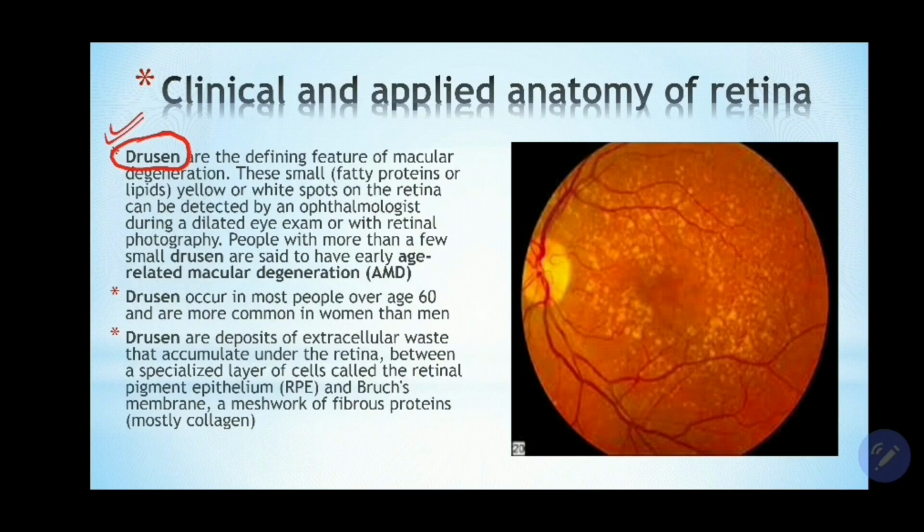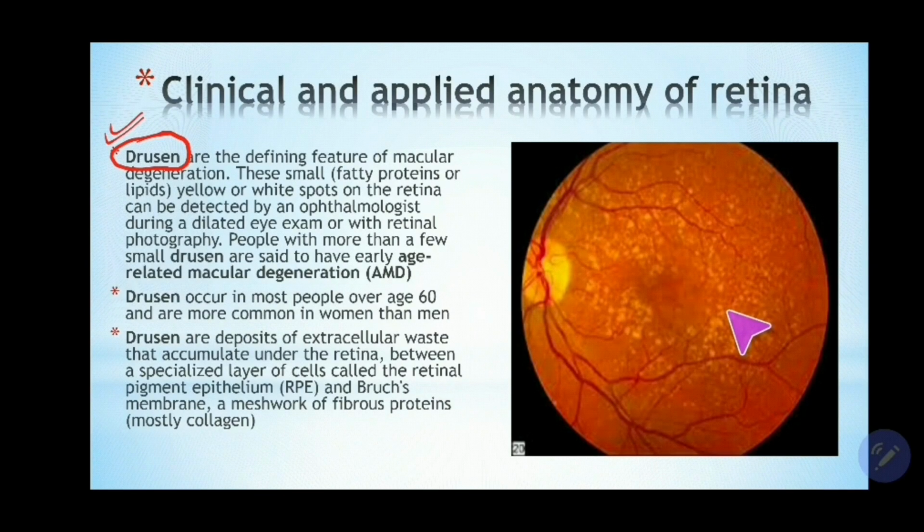These are the drusen. Now what are these? Let's study. These are actually waste products and lipids and proteins, lipoproteins or lipids basically, accumulated there. The important point is, where do they get accumulated? These waste products, the lipids, get accumulated in the first layer of the retina. This is very important. It might be asked sometime. So remember that they get accumulated in the pigment cell layer of the retina.